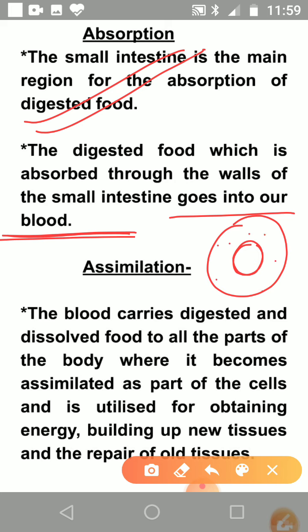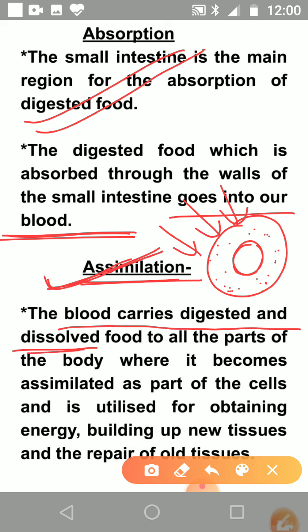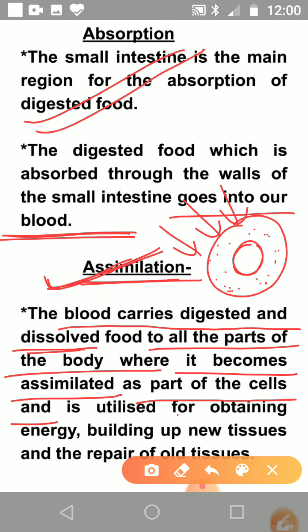So this cell requires food, because whatever function is done by us, it is actually done by cells. If we need nourishment, it means our cells are doing the nourishment process. So here the food has now reached these cells through the blood vessels. And what happens after that? After that, this part happens, that is assimilation. Assimilation means utilization of food. So now blood carries digested or dissolved food to all parts of the body, where it becomes assimilated, meaning utilized as part of the cells, and is utilized for obtaining energy and so on.